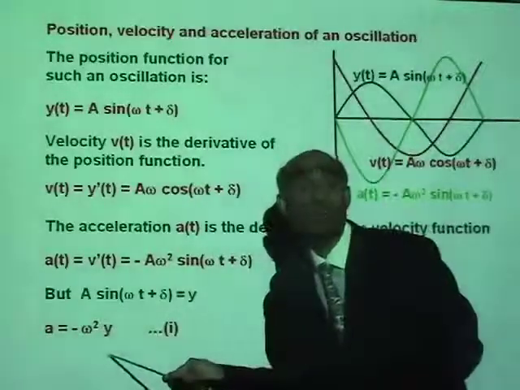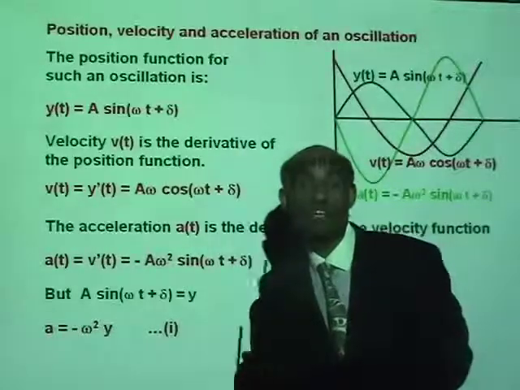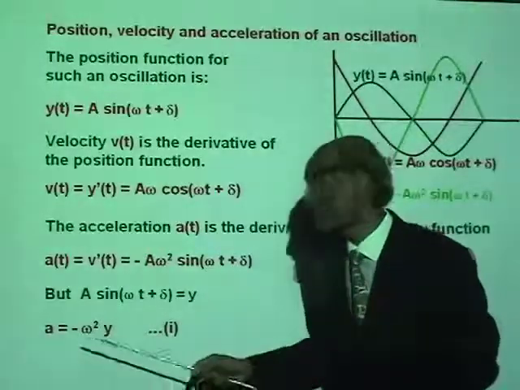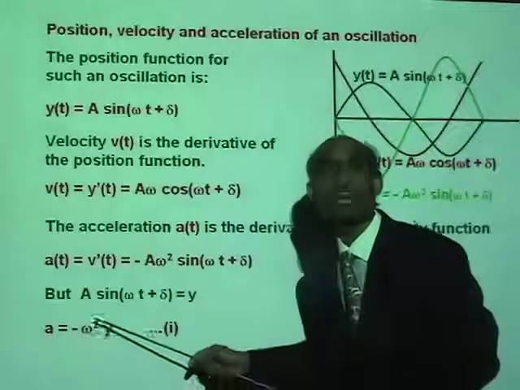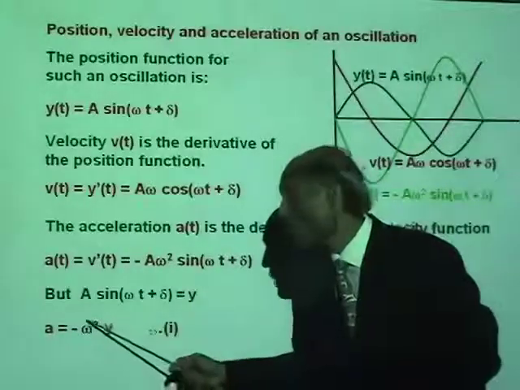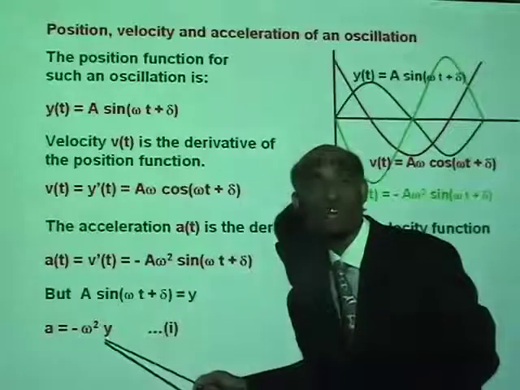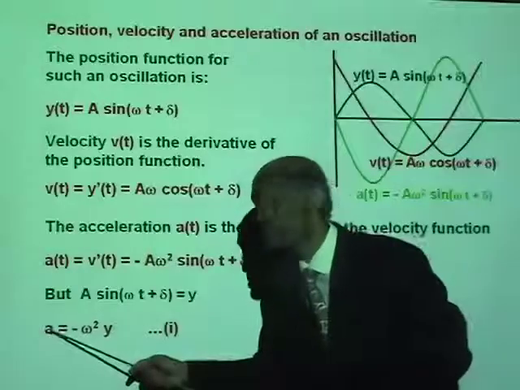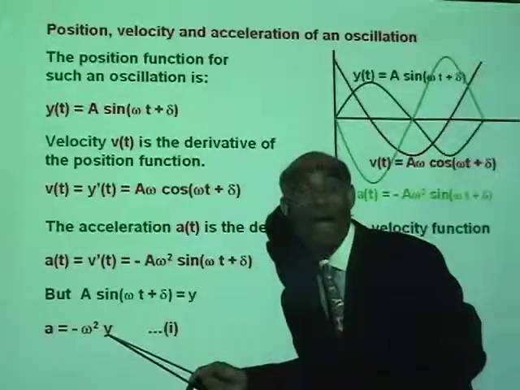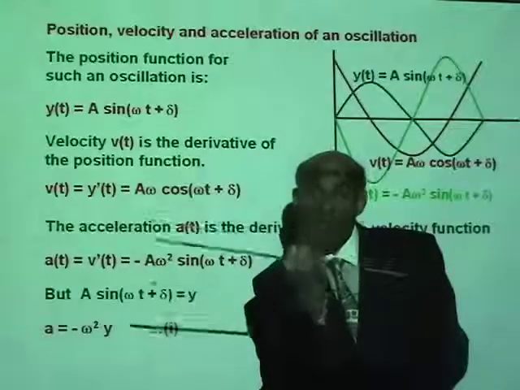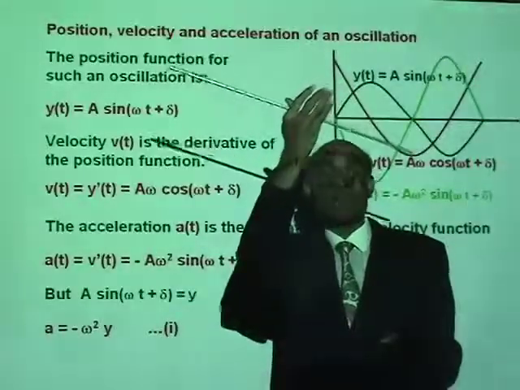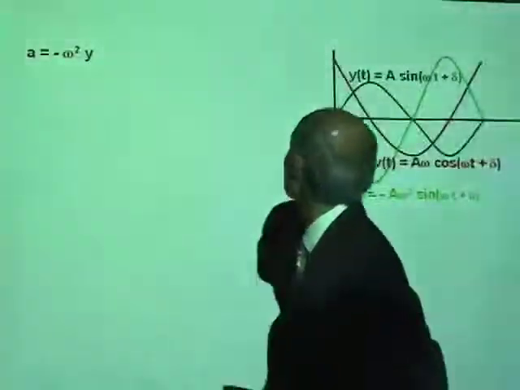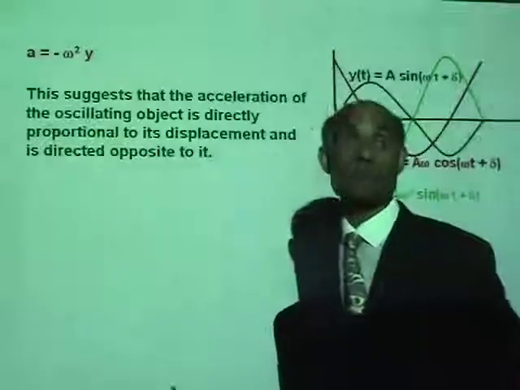Don't you ever forget this equation. The acceleration of an oscillation is negative omega squared y, where omega is the angular frequency and y is the displacement. Now look again. Acceleration becomes maximum when y is maximum. That means at the lower extreme and at the upper extreme. Okay. a equals negative omega squared y.